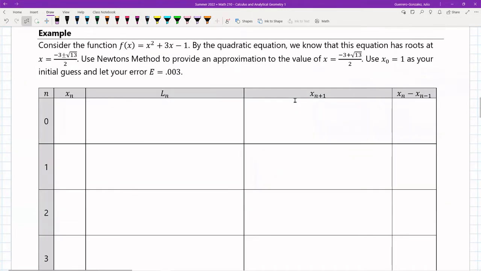So how does this work? What I'm going to do is I'm going to do an example for you, so you can see what's going on.